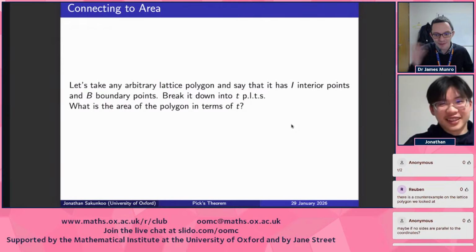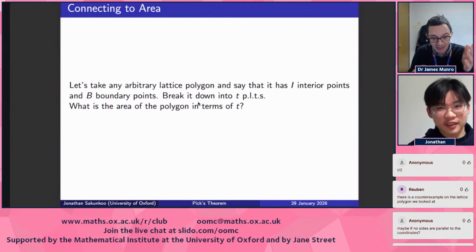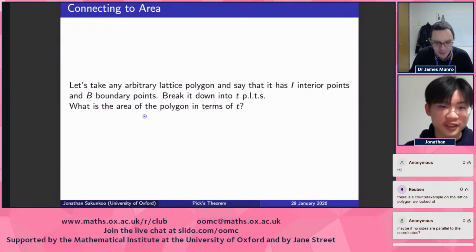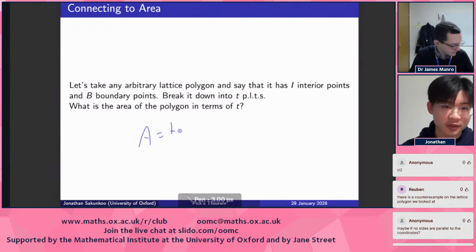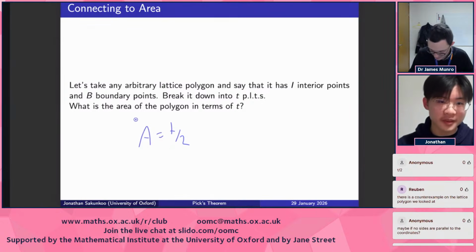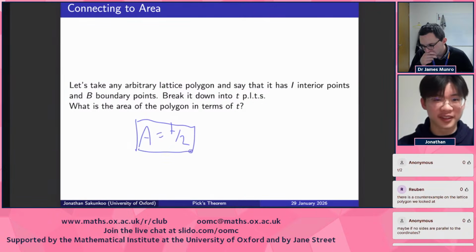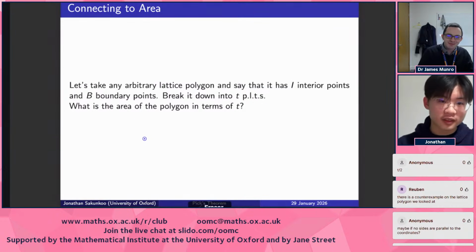Yeah, okay, so T of them and they're each area 1/2. If we believe that, then T over 2 for the total. So the area is T over 2. Okay, so we've established that. This seems to be right. We're going to say that.